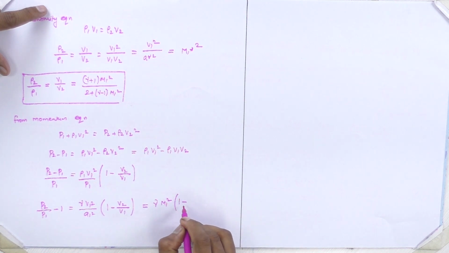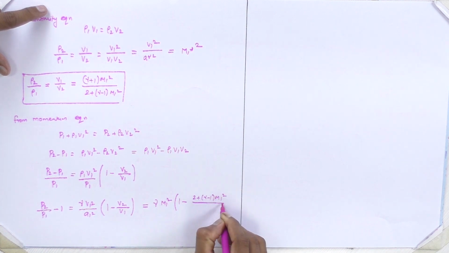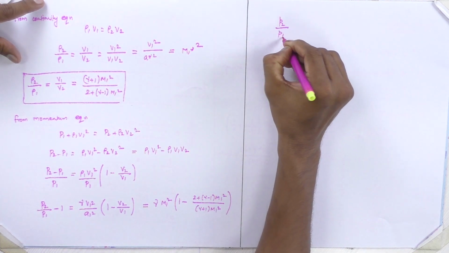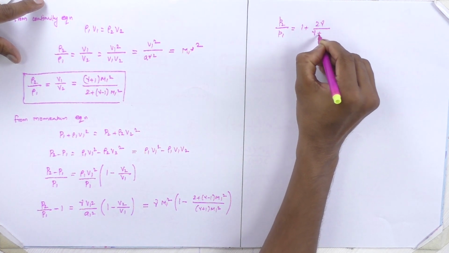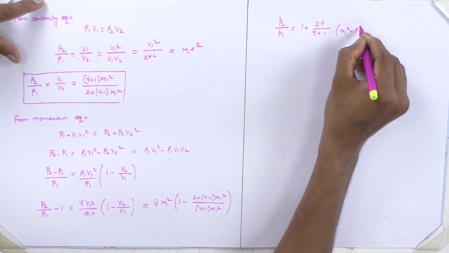So if we substitute here, we will get 2 plus (gamma minus 1) M1 square divided by (gamma plus 1) M1 square. So the P2 by P1 ratio is equal to 1 plus 2 gamma by gamma plus 1 into (M1 square minus 1).